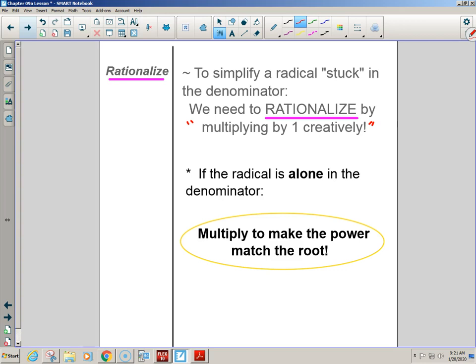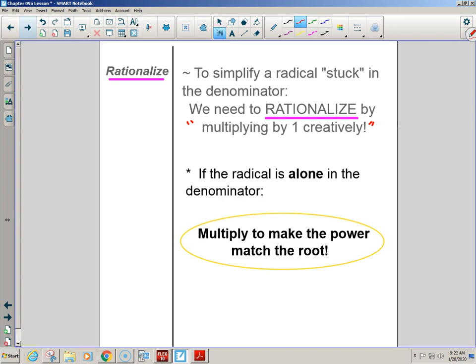Now, the radical's not alone. Well, do you guys see any ones where the denominator doesn't just have a radical, it has something extra? Where did those show up in the worksheet? Do you see any denominators, any bottoms of fractions, where it's not just a radical, where there's something extra outside the radical? No? Okay, look at number 11 and 12. Does that help?